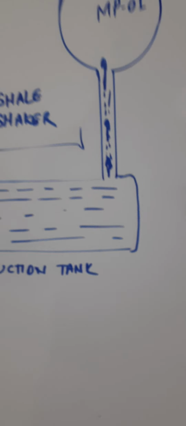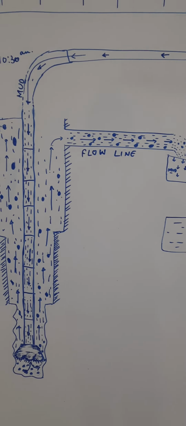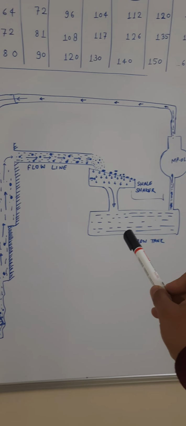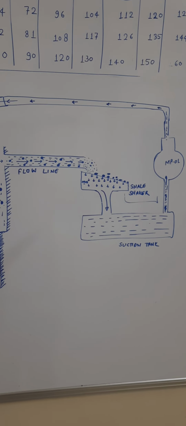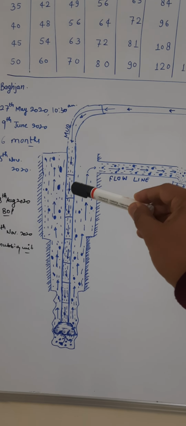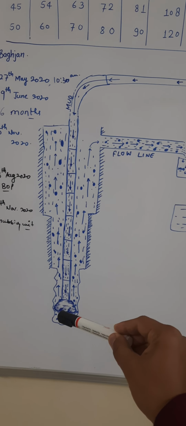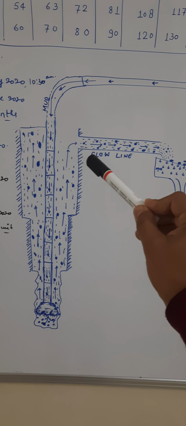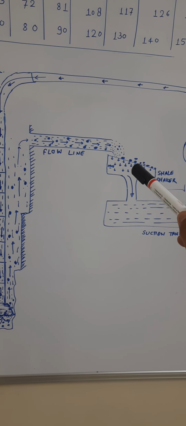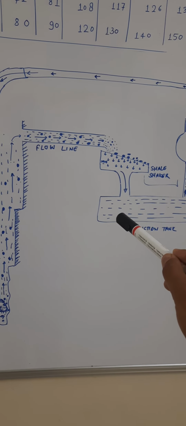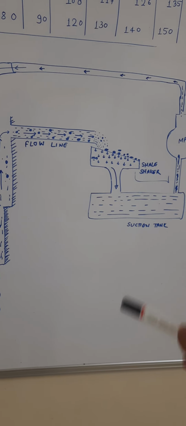In the previous video, we discussed the mud circulation system. Like this was the mud circulation system. This was the mud pit or tank, and this mud was being pumped into the drill string up to the bottom, and this mud was coming back with cuttings at the shale shaker. These cuttings were separated, and this mud comes to the suction tank.